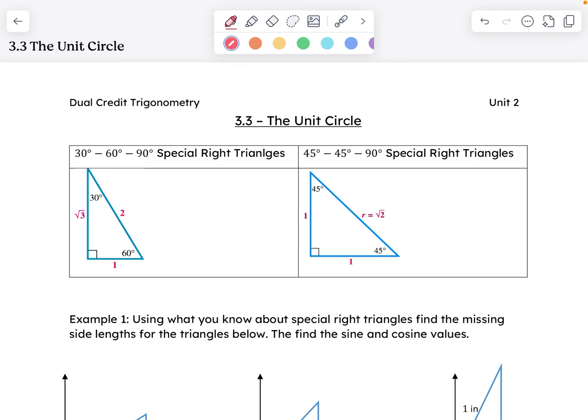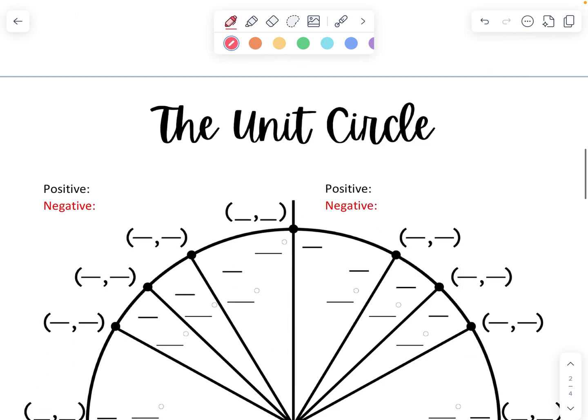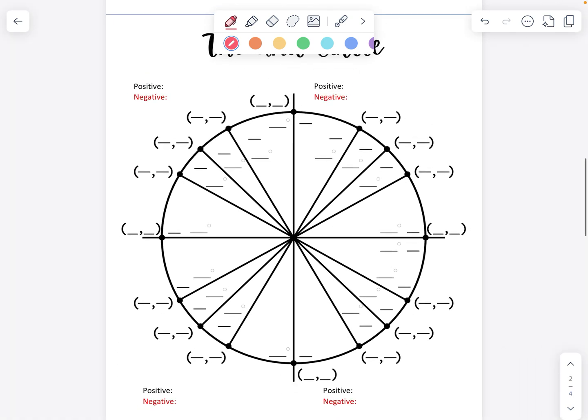Hey guys, today we're going to look at 3.3, which is going to talk about the unit circle. To help us build the unit circle and figure out how all the pieces connect, the first thing we're going to do is start with our base right here. I know this looks like a lot, but we're going to build it piece by piece.